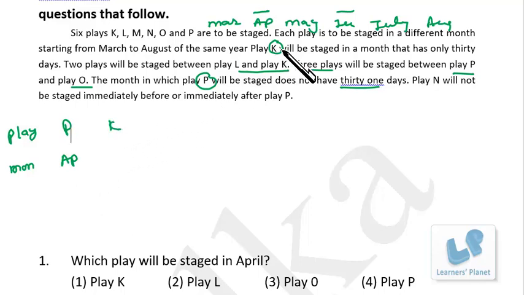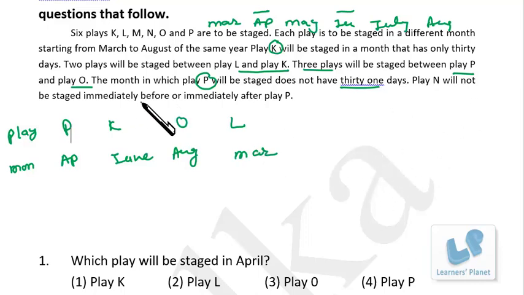That means K in June. That means O in, 1, 2, 3, August. Okay. Then L and K, two plays are there. So if K is in June, then with a difference of 2, L is in March. The other way is not possible, so L is in March.